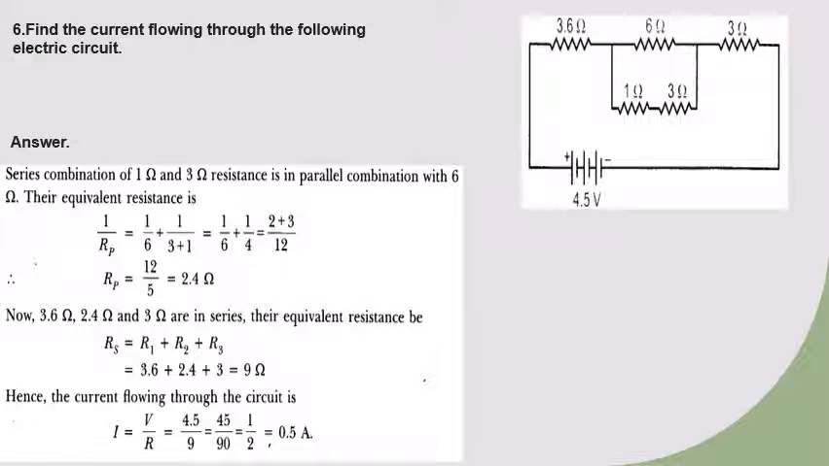Question 6, children. Find the current flowing through the following electric circuit. As you can see in the circuit, the current is flowing from the positive terminal. It is going through the resistance. And over here, when the current comes, it is dividing into 2 different parts. So this is a junction.